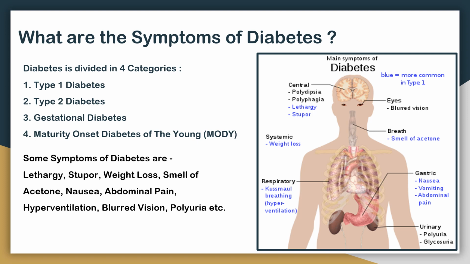Nausea, you want to vomit again and again and you feel very dizzy. Abdominal pain related to your stomach, in layman's language, you can say stomach ache. Hyperventilation, blurred vision, which means you can have eye cataract, polyuria, etc.